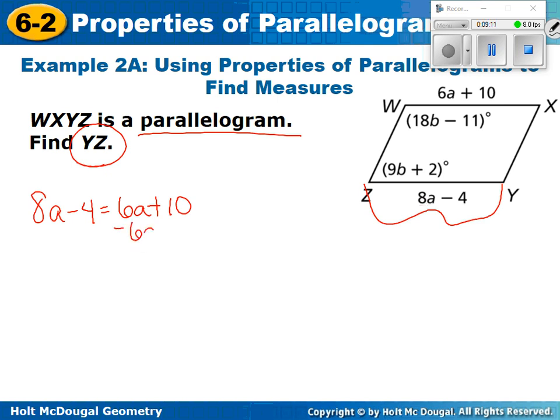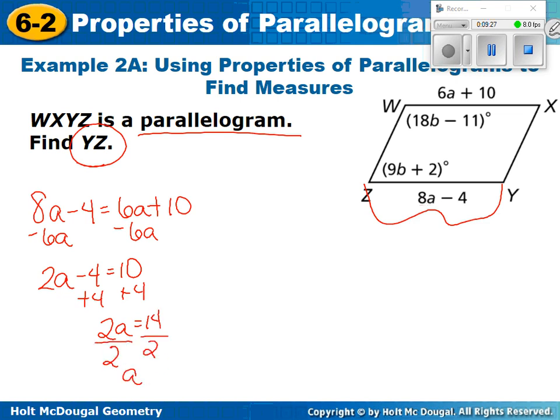Okay. Subtract 6a, so we get 2a minus 4 equals 10. What do you want to do from there, Gavin? Add 4. So 2a equals 14. We'll divide by 2, and what do we get for a? 7. Is that our answer?